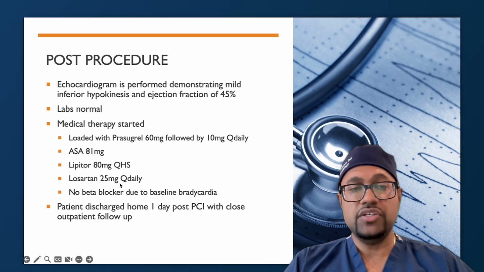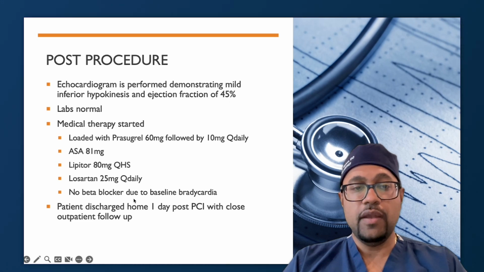We also put the patient on losartan, which is really indicated in patients with cardiomyopathies or weakened hearts. And we did not put the patient on a beta blocker due to baseline bradycardia. It is recommended for beta blockers to be placed after an acute MI, but there is some recent data that was presented at the American College of Cardiology that suggests maybe not as important as we thought. But still, every acute MI that I have, I still place them on a beta blocker for now.